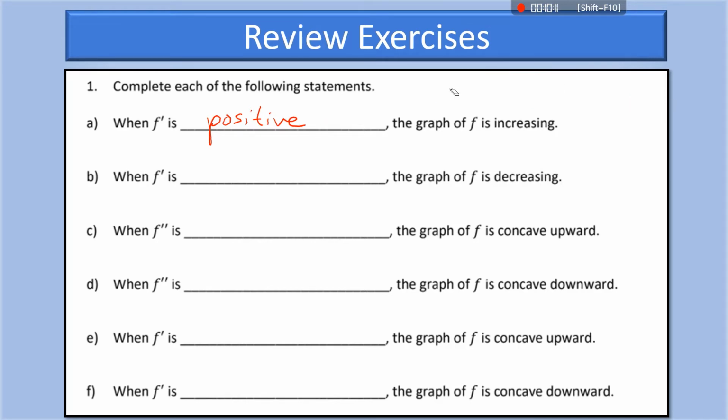Okay, what should the next one be then? Negative. If f prime prime is positive. Yep. So the other one is negative. That would be concave up, so something like that, or concave down.